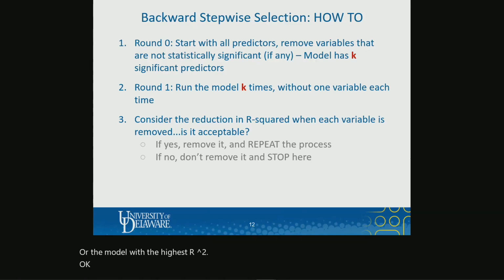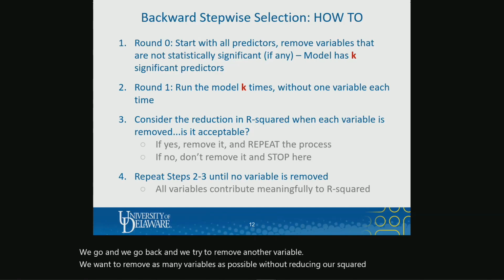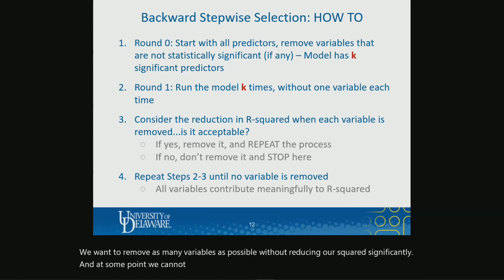Okay, and then we repeat. We go back and we try to remove another variable. We want to remove as many variables as possible without reducing R squared significantly. And at some point, we cannot remove any more variables without a significant reduction in R squared. And that's the point where we have the best model.